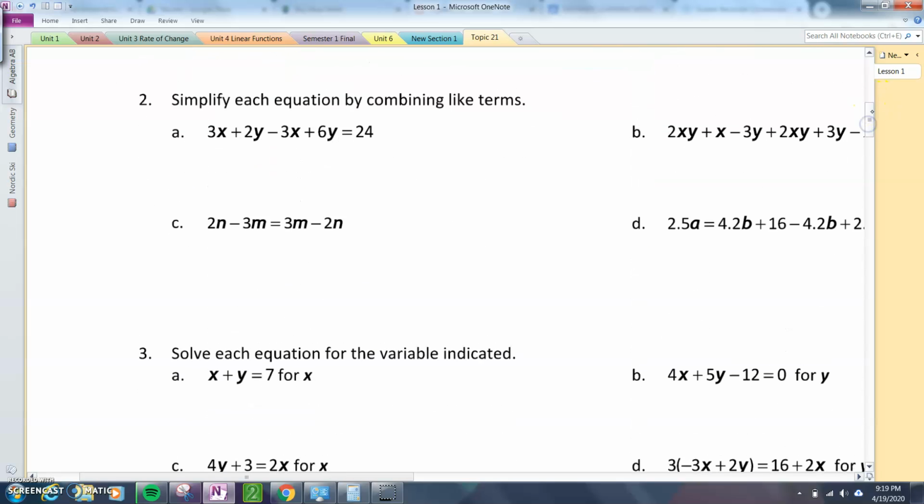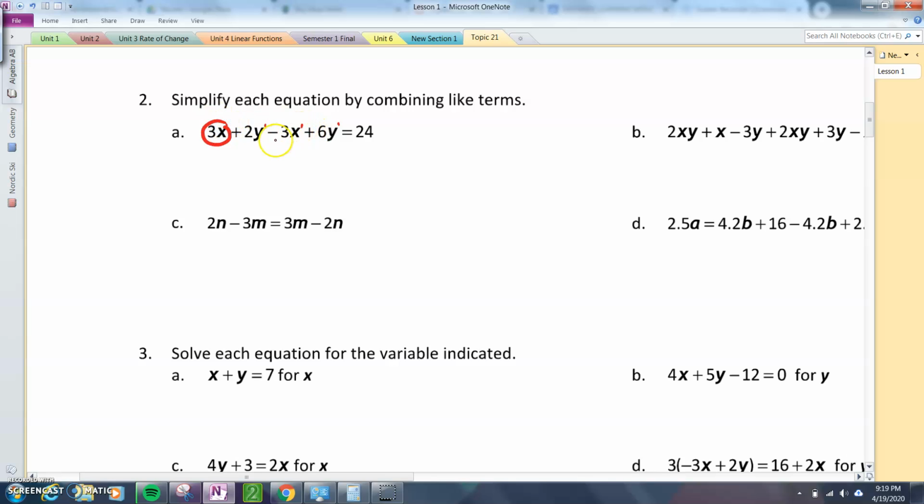Number 2, simplify each equation by combining like terms. Like terms have the same degree variable. What I mean by degree is, if you don't see a power up here, there's actually a power of 1. So is that, so is that, so is that. If the variable is the same letter and it's the same power, we can combine them.